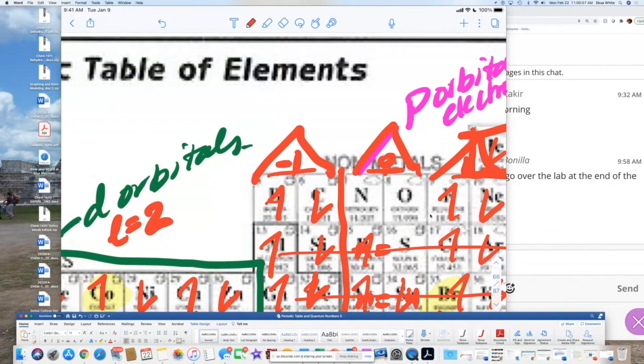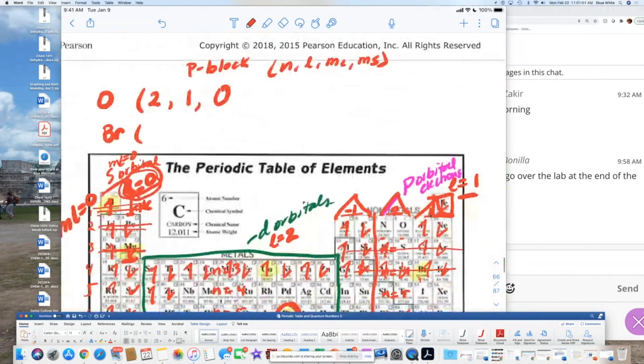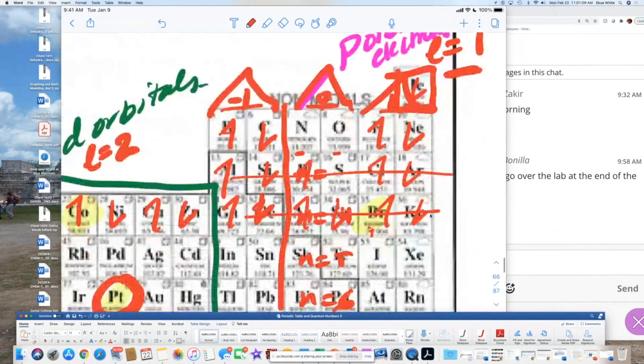Yeah, first one is nitrogen, second one is oxygen. So oxygen is second, so it has to be -1/2. Okay, now I'm going to bromine.